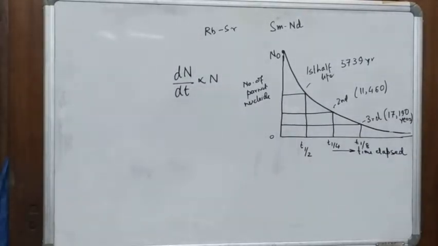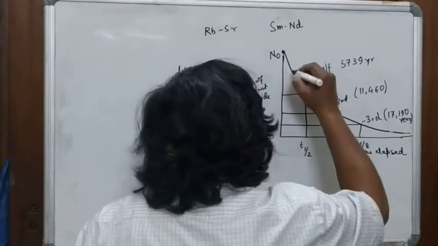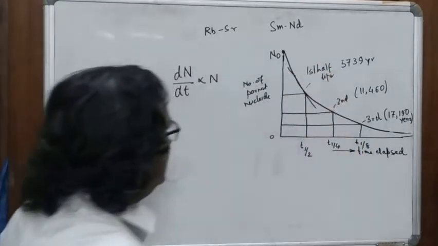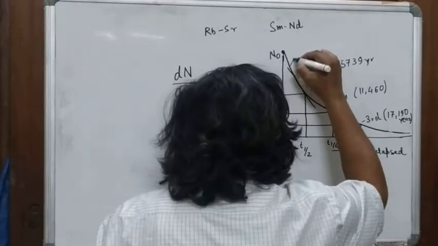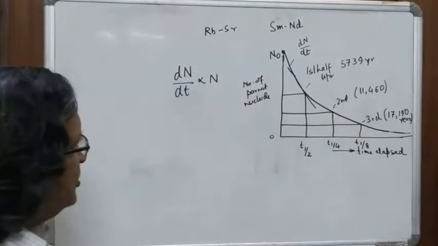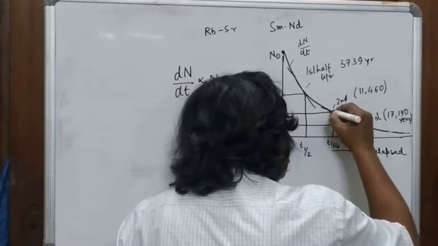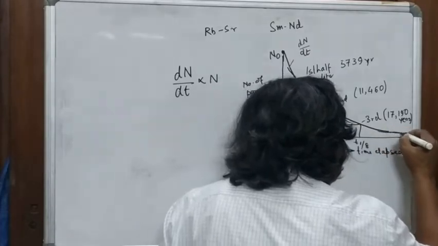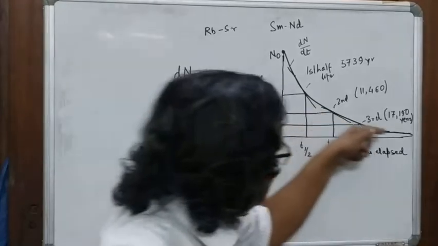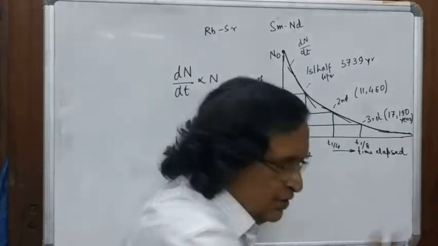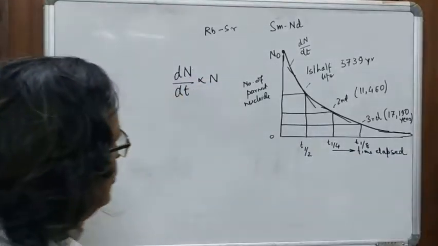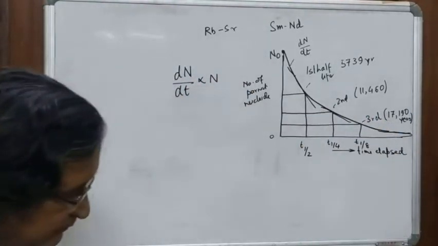So you can see if I take any point here and draw a tangent to this, this is the variation of dN by dt. And you can see as you move down the curve, the slope changes like this. So the slope, the rate, is not the same. At infinity, of course, it is almost equal to negative zero. So all the slopes are essentially negative.